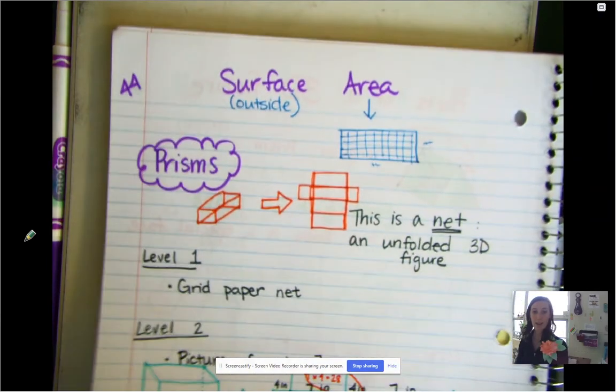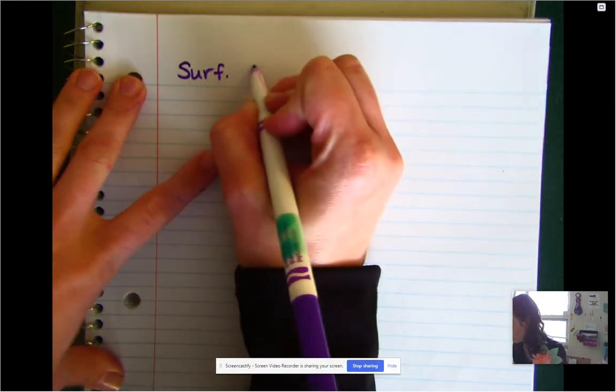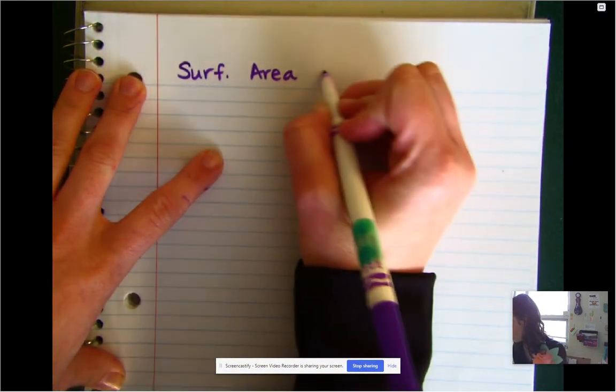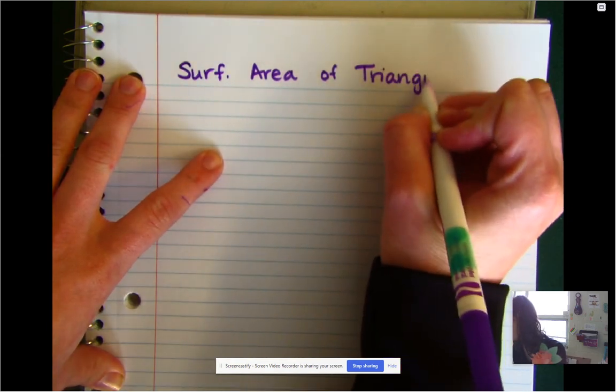We are now on the other side of page 44. We are still talking about surface area. We are still talking about the surface area of prisms, but now we're talking about the surface area of triangular prisms instead of square or rectangular prisms, which is what we did yesterday.